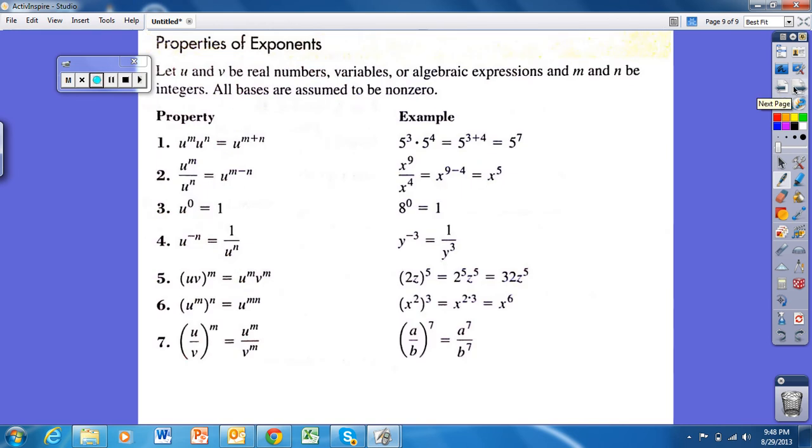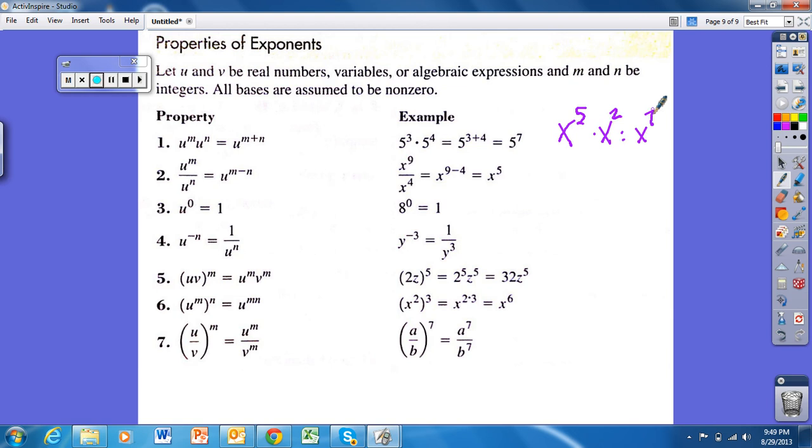These are all the properties of exponents. You've learned these before. It's really important in math that you understand these properties. So basically, if you have 5 to the 3rd times 5 to the 4th, you add the exponents and you get 5 to the 7th. That's what this property is telling you. Or in other words, x to the 5th times x squared equals x to the 7th.